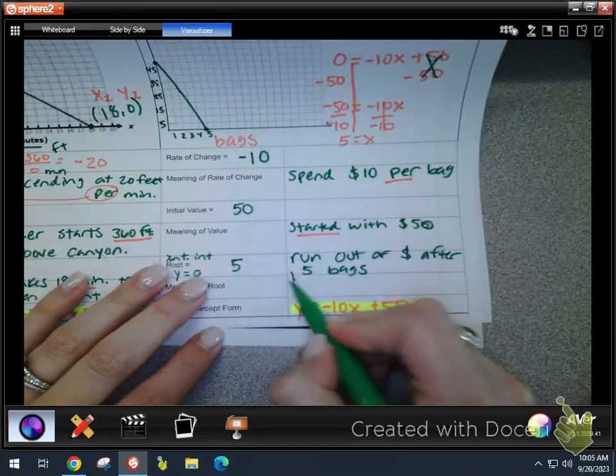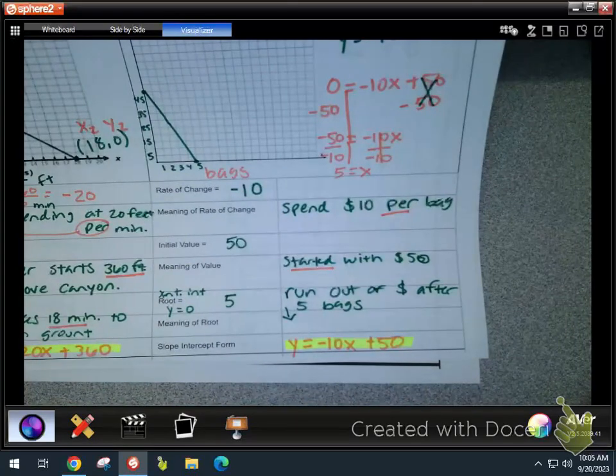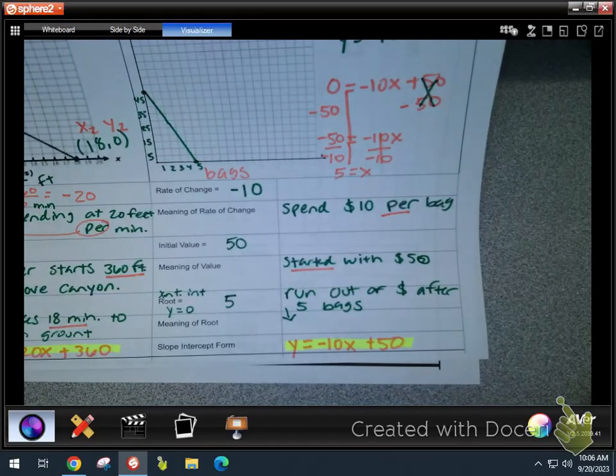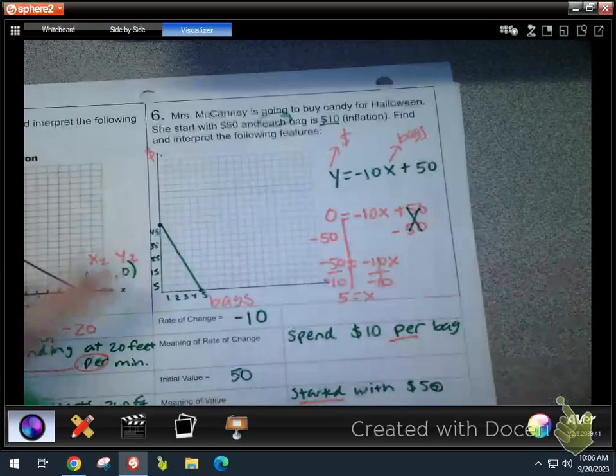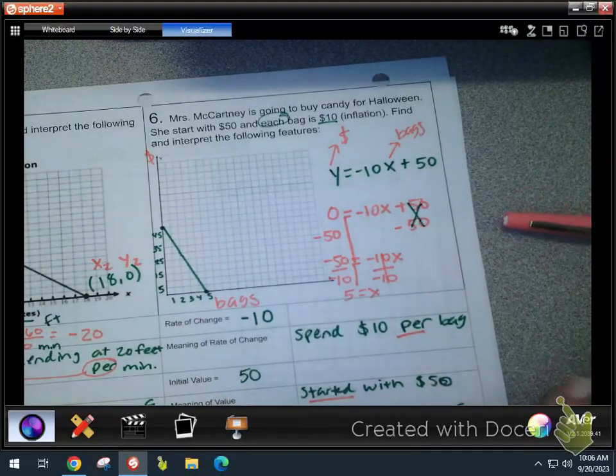Oops, I put that in the wrong spot. Okay, that's how many bags I can buy. If I show up with 6, I'm not going to have enough money. I'm going to have to put back my least favorite. Okay? So that's how much I can do there. So interpreting these, again, you really got to look at what you're measuring, money and bags, when it comes to defining the meaning.